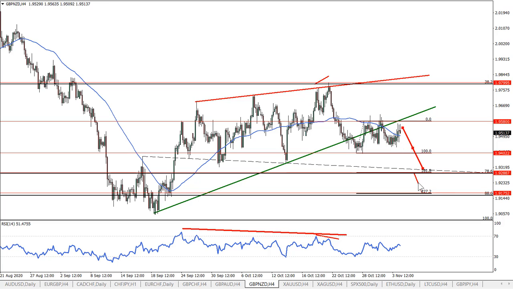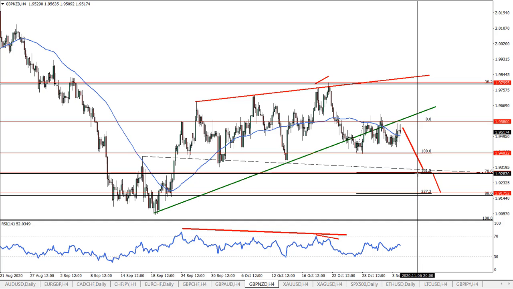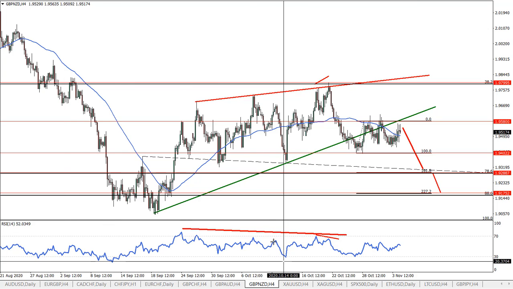So just adjusting these lines. It could also take 5 days. So imagine all these pairs in 5 days will be at that bottom, at either this support or this support. So very, very possible. Okay, we are done with all the pound pairs.